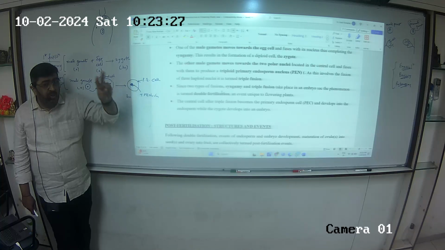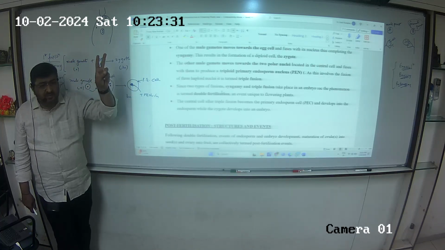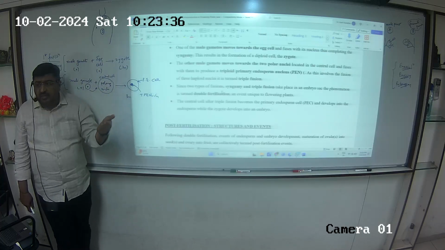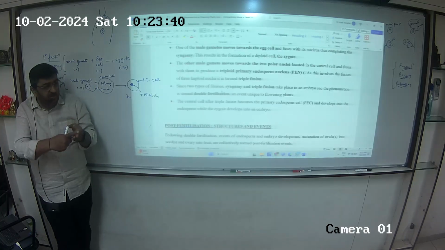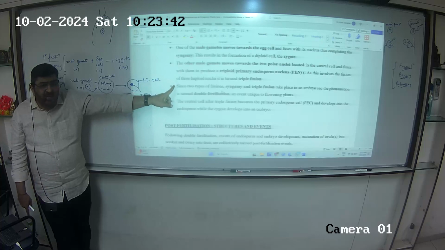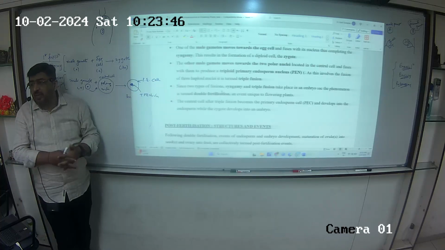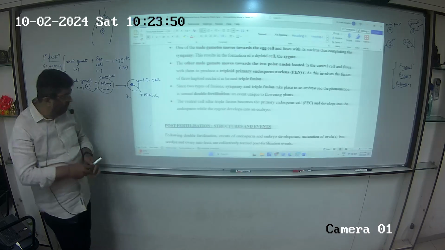Okay, so this is our step number 2, fertilization. We finished pre-fertilization events. In pre-fertilization we had development of male gametophyte, development of female gametophyte, and pollination. Now we've done fertilization. The third part of the chapter is post-fertilization. How does post-fertilization happen?